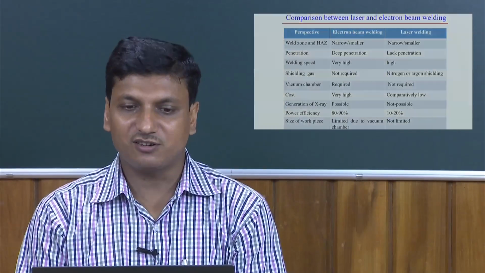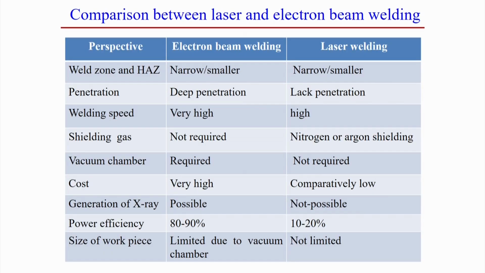The second point is penetration. Of course, deep penetration is possible in the case of electron beam welding, while low penetration can normally occur in the case of laser welding. So, if we compare the depth of penetration, it is more in electron beam welding as compared to laser welding processes in general.